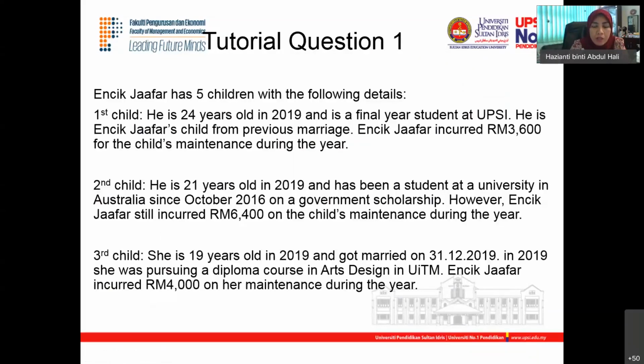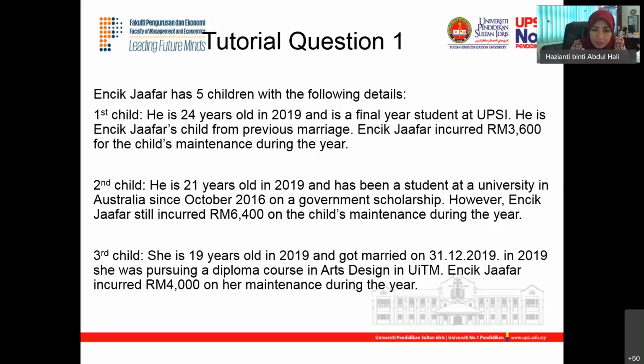Okay, so now I want you to try the tutorial question 1. It's in your notes. Encik Jaafar ni, he has 5 children. First child 24 years old in 2019, final year at UPSI. Encik Jaafar child from previous marriage. Encik Jaafar incurred $3,600 for the child's maintenance during the year. Second child 21 years old, been a student at a university in Australia since October 2016 on a government scholarship. However, he still incurred $6,400 on the child's maintenance.